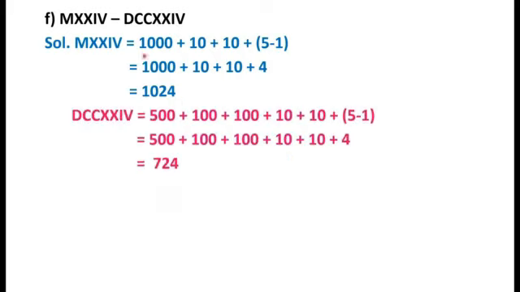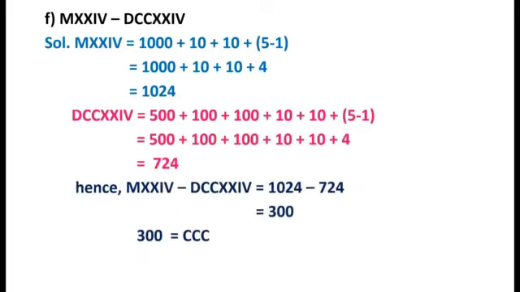You can see here for DCCXXIV we have DC. Okay, D stands for 500, so we have written here 500 plus C. C is for 100, plus again C. C is for again 100, and XX is for 10, so 10 plus 10, and IV. Okay, IV means 5 minus 1. So when we solve the bracket over here, 5 minus 1, we will get 4, and the rest we have written as it is. Now when we add all this, we will get 724.